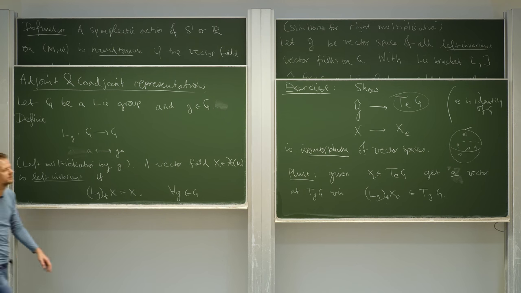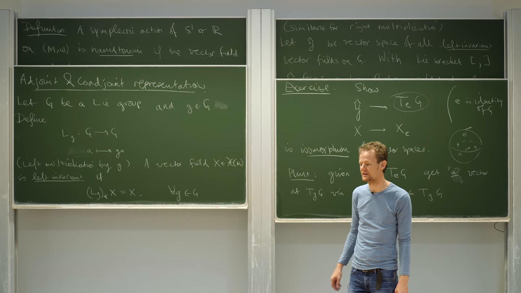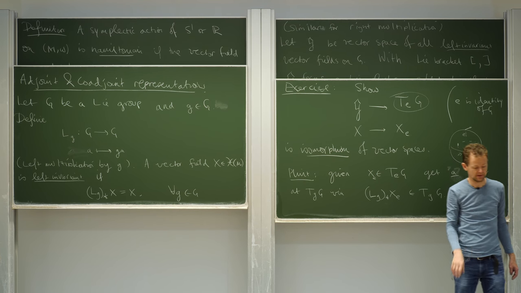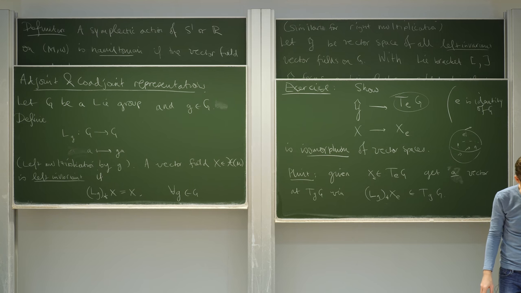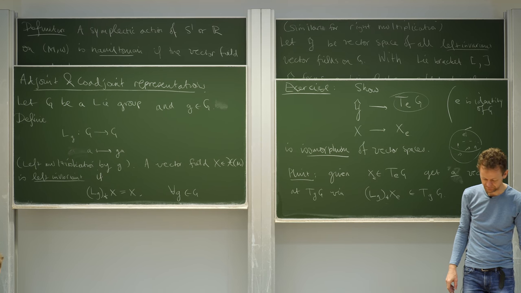Actually, I think I'll stop here. So just before I get to co-adjoint representations, I think I'll stop with this exercise. This is a bundle of definitions we want to get through after that. Okay, thank you very much.